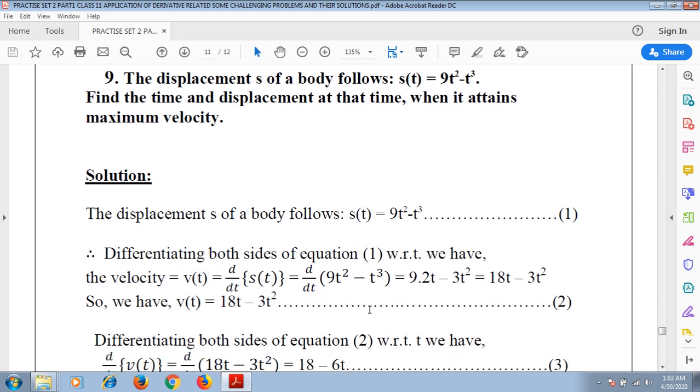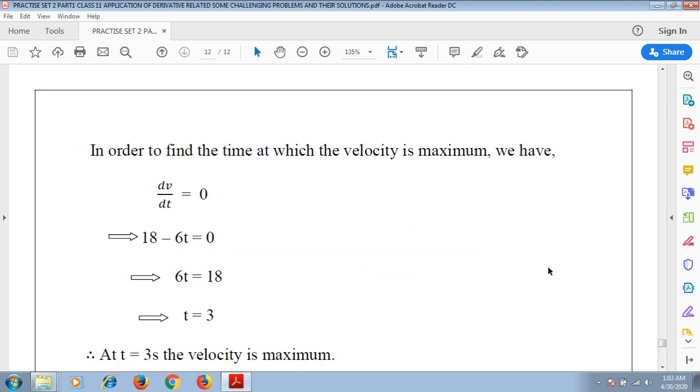Students, look at this problem. Here displacement has been given as s(t) equals 9t square minus t cube. We have numbered it as equation 1. Now we need to find out the velocity first, and then the time at which the velocity attains its maximum value. So differentiating both sides of equation 1 with respect to t, we have the velocity v(t) equals d/dt of s(t). Now differentiating 9t square minus t cube with respect to t, we are having 18t minus 3t square. Okay students, so we have v(t) equals 18t minus 3t square, and we have numbered it as equation 2.